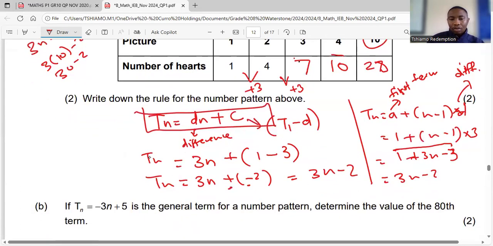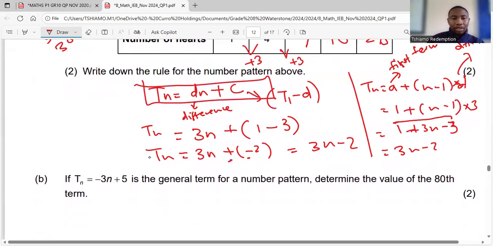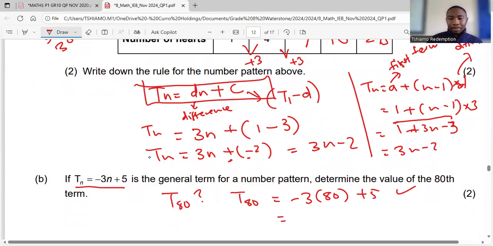Okay, moving on. Okay, if given this is the general term for a number pattern, determine the value of the 80th term. So you want to know term number 80. So what are we going to do? Term 80 will be, in the place of n, I put 80 plus 5. So you get a mark for substitution, and you get a mark for the final answer. So this one is straightforward substitution. Nothing hectic there.